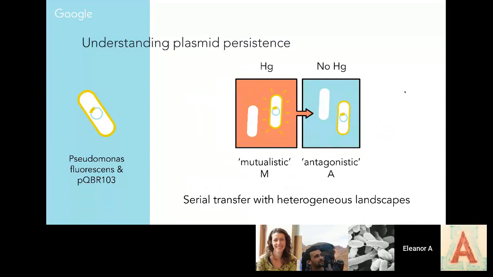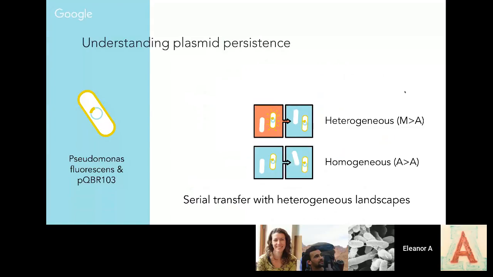Okay, so I did this by setting up experimental environments where there are patches of no mercury on the left-hand side, where the plasmid is costly, and patches of high mercury, so those mutualistic hotspot environments, with migration in between. We look at the frequency of the plasmid in our antagonistic, our costly environment. As controls for this, we have homogeneous environments where our focal patch is antagonistic, but also our source patch, where our migrants are coming from, is also antagonistic, and the reverse, where both are mutualistic environments.